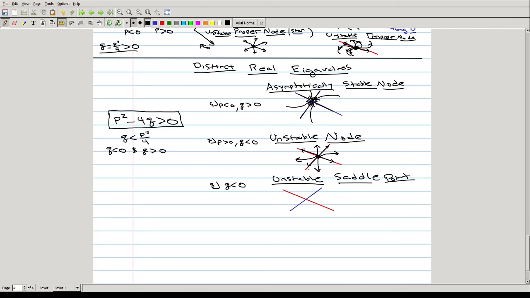Along the stable eigendirection, the solution will be moving in to the equilibrium point. But in the unstable eigendirection, the solution will be moving away from the equilibrium point. So for initial conditions not on these eigendirections, the orbits will move like this. Hence the name saddle point.